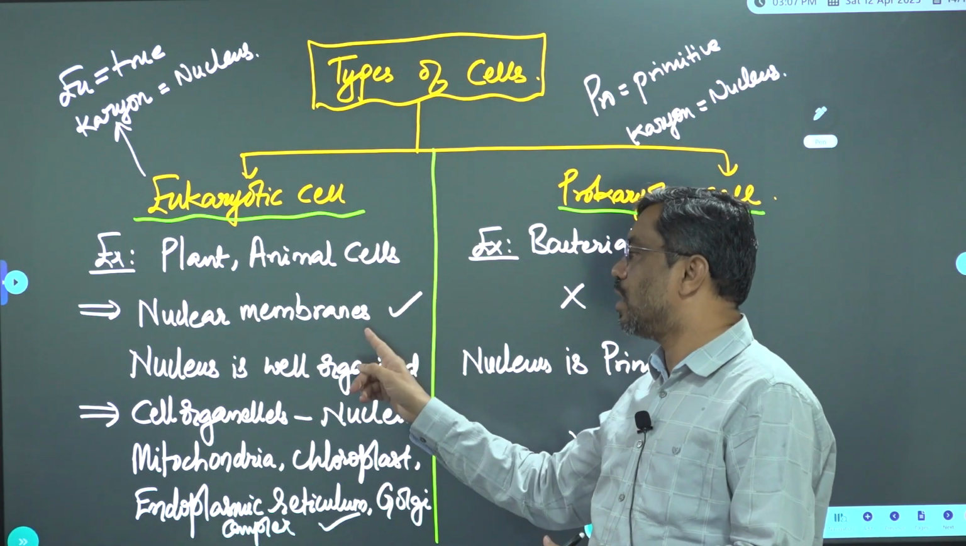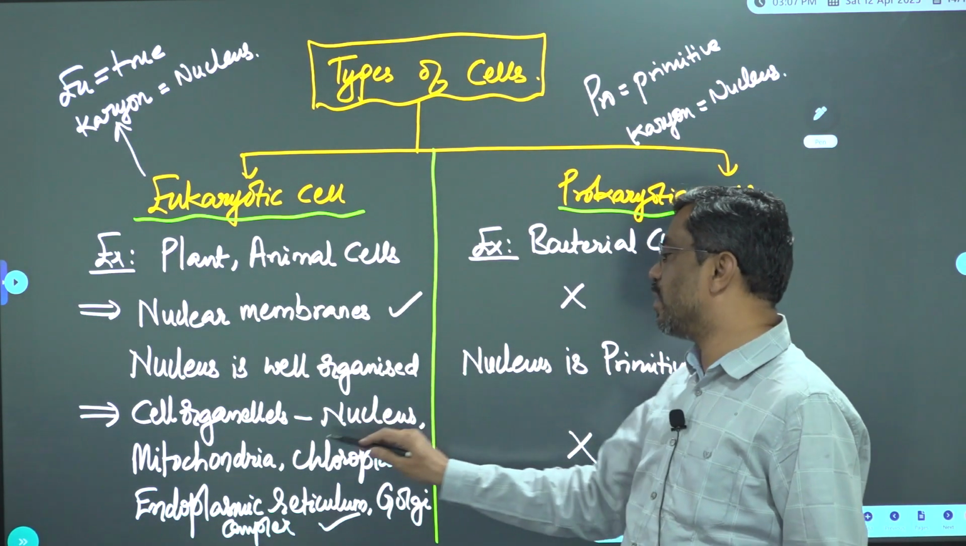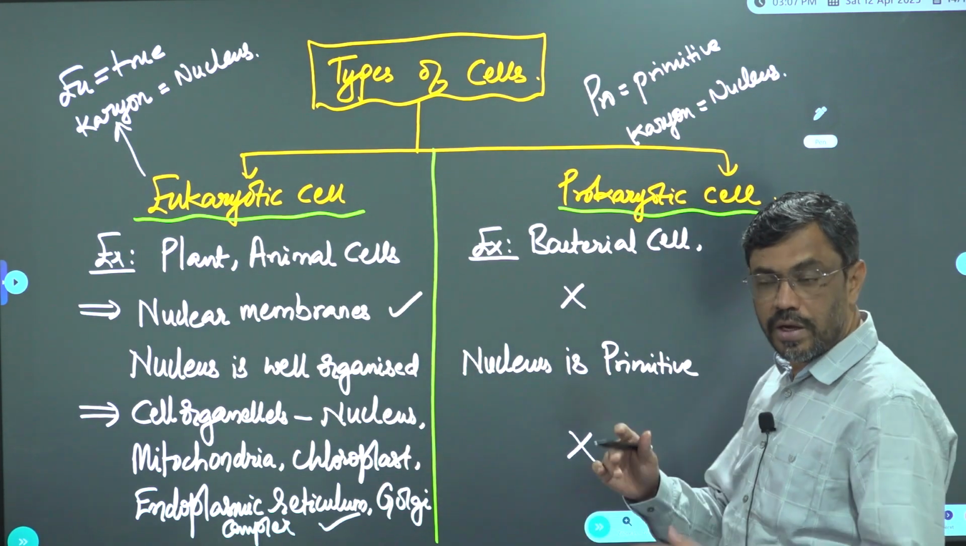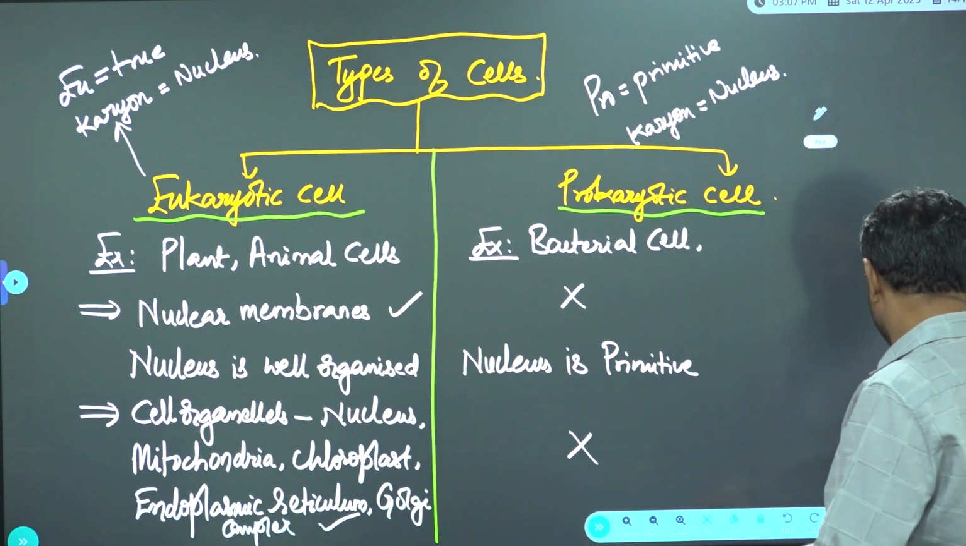The nuclear membrane is present, so the nucleus is well organized. The cell has an organized nucleus, mitochondria, chloroplast, endoplasmic reticulum, Golgi complex. You remember these terminologies. Okay, I'll explain them one by one. Then all these structures are absent here, right?